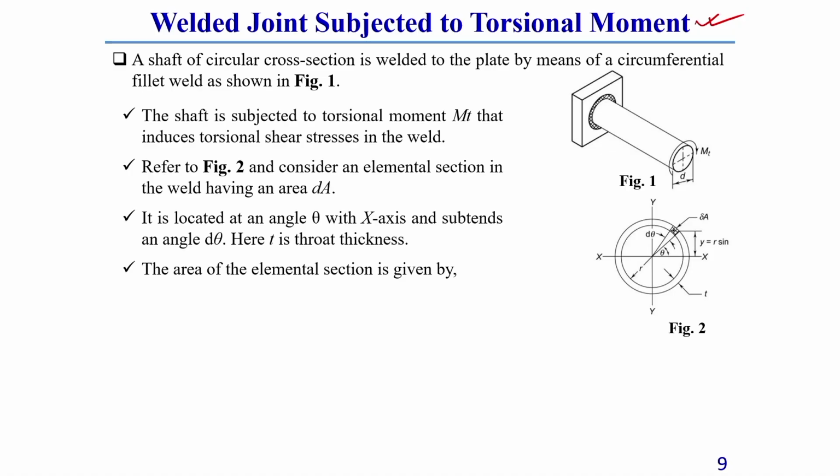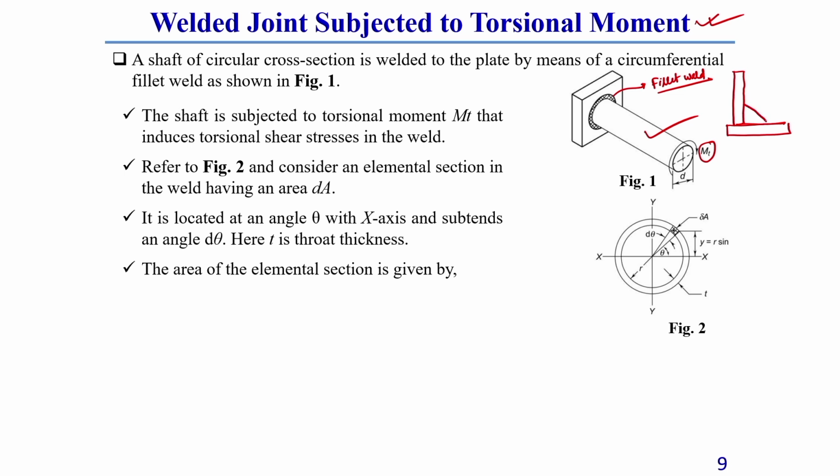So, let us consider a shaft of circular cross section, which is subjected to a torsional moment MT, as I have shown here. This shaft is welded to its platform by using a fillet weld. I have already told you how a fillet weld looks; I am showing it a little here, then it will be very clear to you.